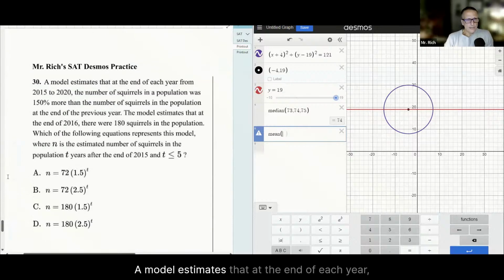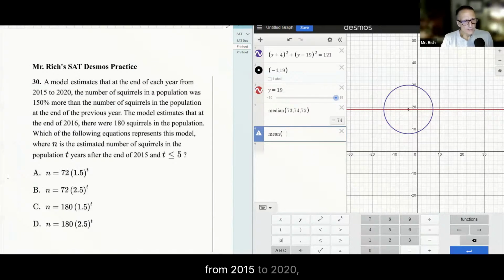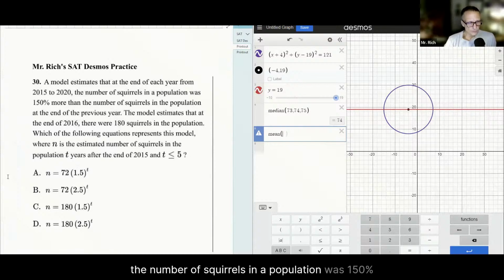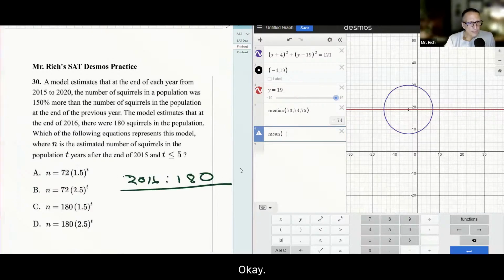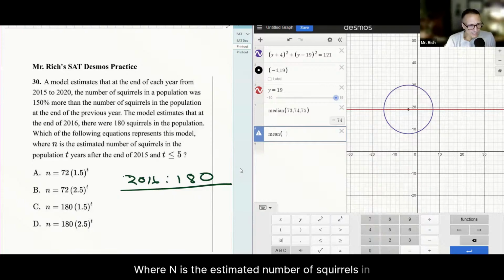A model estimates that at the end of each year from 2015 to 2020, the number of squirrels in a population was 150% more than the number of squirrels in the population at the end of the previous year. The model estimates that at the end of 2016, there were 180 squirrels. So on my scratch paper, I might jot down, that has to be true. Which of the following equations represents this model where n is the estimated number of squirrels in the population t years after the end of 2015, where t is less than or equal to 5?